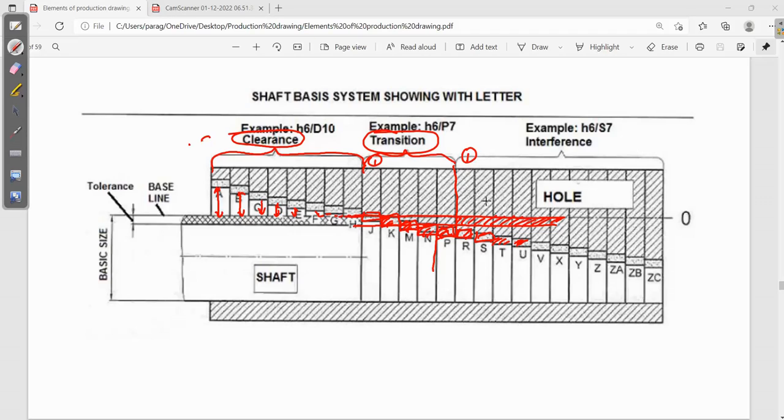Now this particular hole is actually interfering with the shaft. That means my diameter of a hole is always lesser than diameter of a shaft. That means that it will be very difficult to enter into that. Correct? So that kind of a fit is called as interference fit.